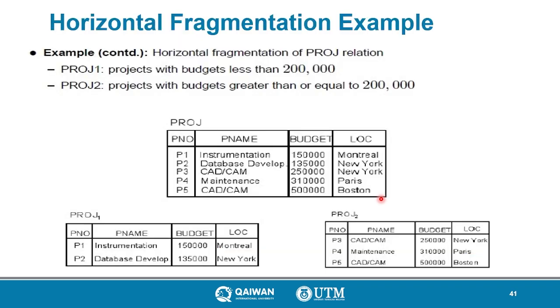Now, horizontal fragmentation example. Horizontal fragmentation of a project relation. Project 1 has a budget less than $2,000, let's say, and project 2 has a budget greater than or equal to $2,000. Now we have project J1 and project J2.